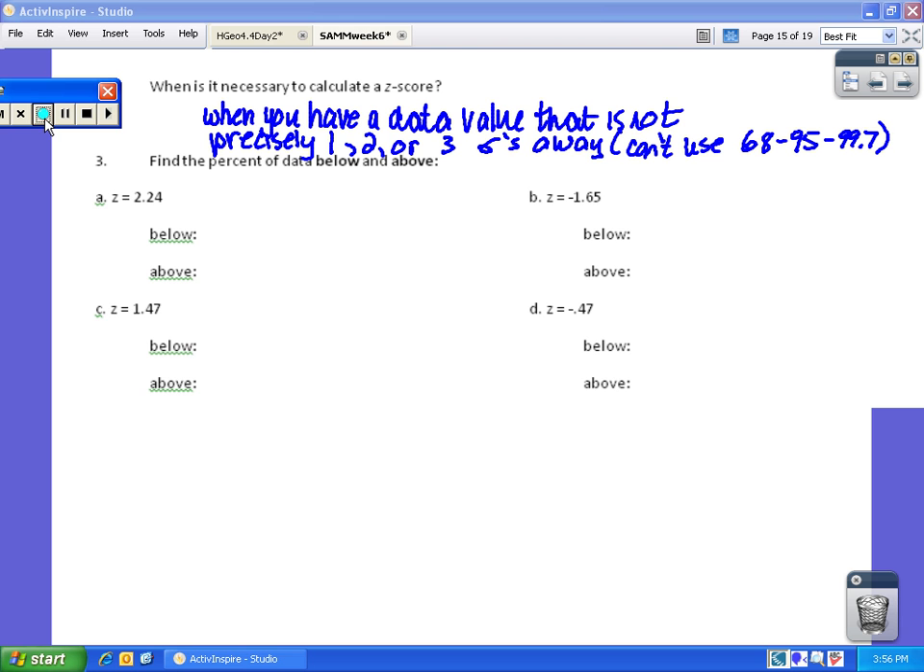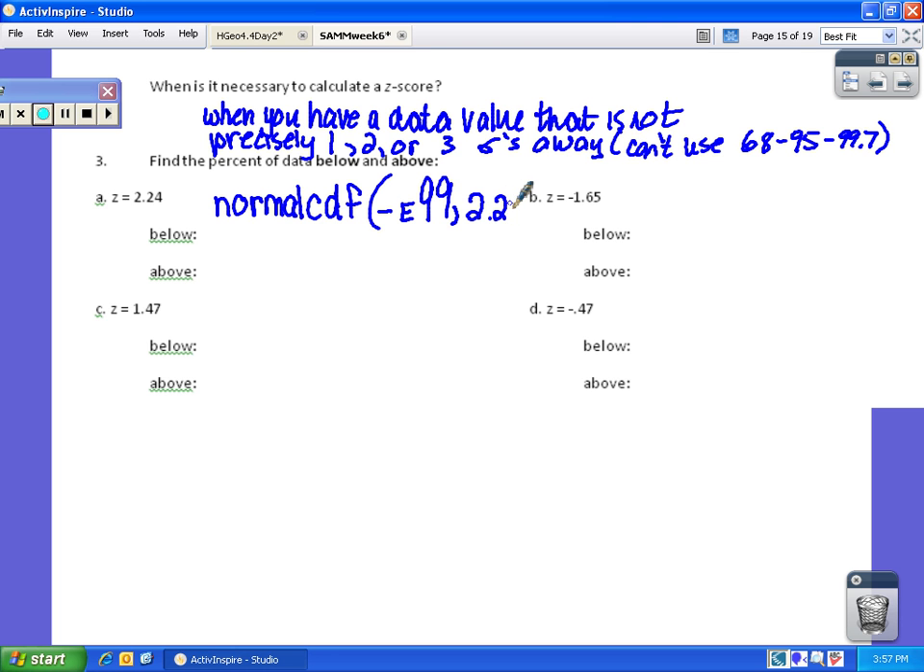Number 3, I'm going to find the percent of data below and above. You could look on your z-score table, but now that we know how to use the calculator, I'm going to do that instead. To get to this normal CDF, you select 2nd, VARS, 2, negative, 2nd comma, 99, comma, and then you type in your z-score, 2.24, end parentheses, enter.